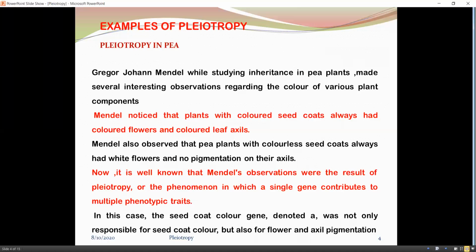Now it is well known that Mendel's observations were the result of pleiotropy, the phenomenon in which a single gene contributes to multiple phenotypic traits. In this case, the seed coat color gene, denoted small a, was not only responsible for seed coat color, but also for flower and axil pigmentation.